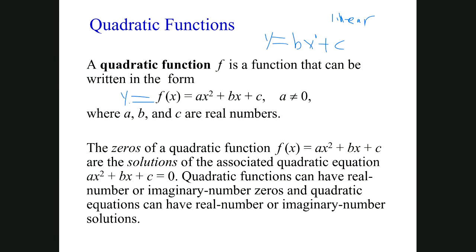But if b equals 0 and c equals 0, that's okay. If I have y equals x squared, this is still a quadratic because the highest power is 2. That means my a is not 0. My a here is equal to 1, and we don't write down the 1 in many cases. So this is still a quadratic.